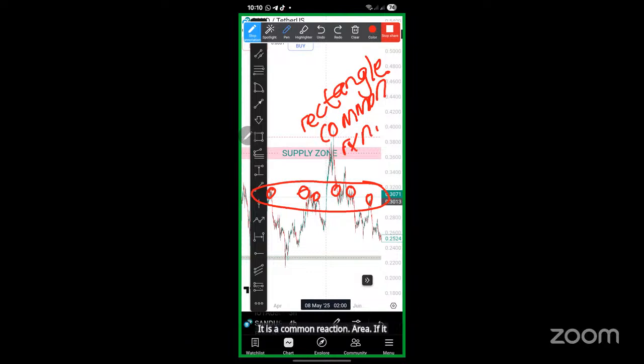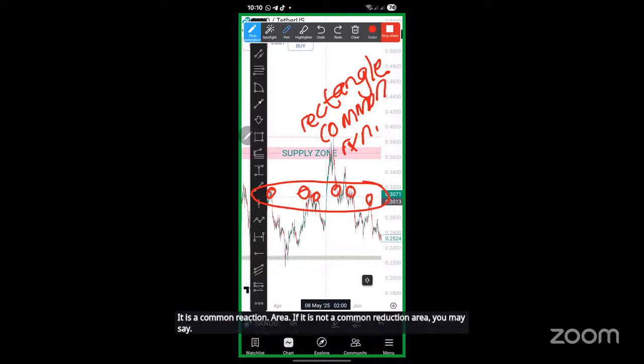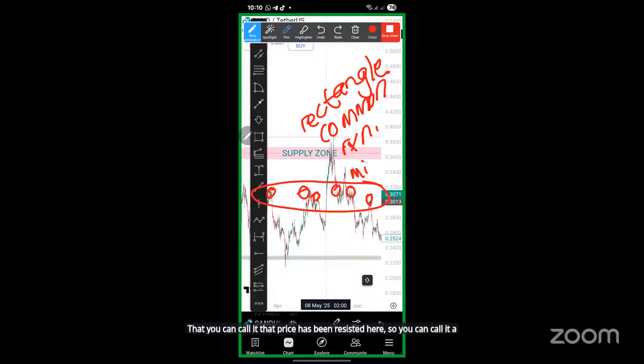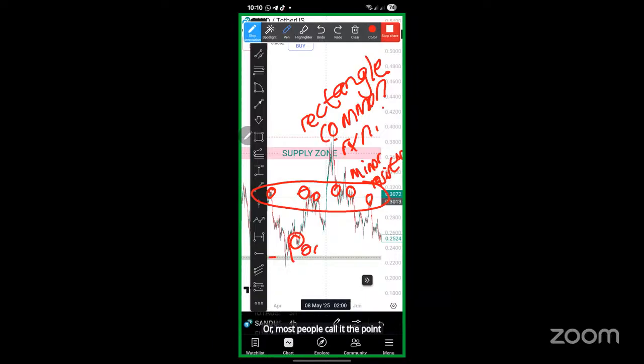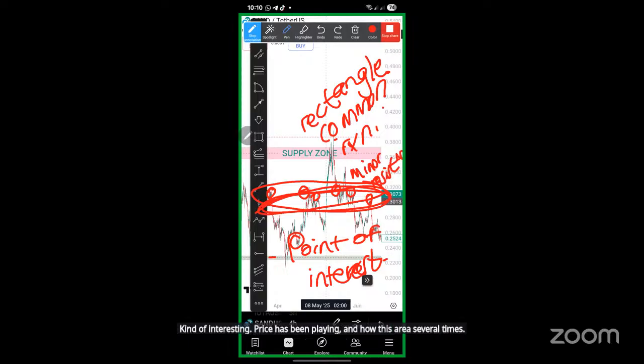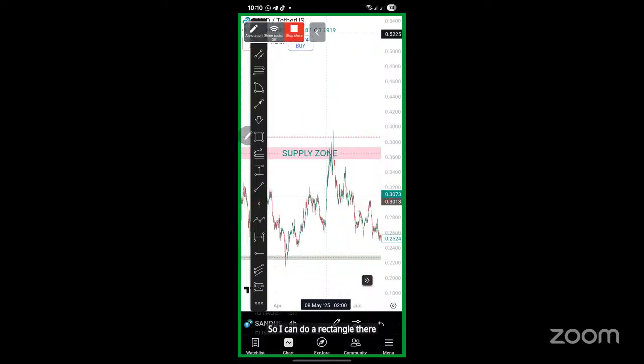If it is not a common reaction area, you might say that price has been resisted here, so you can call it a minor resistance. You understand? Or you can call it a common reaction area. Or most people call it the point of interest. Price has been playing around this area several times, so I can draw a rectangle there and label this area as a common area of interest.